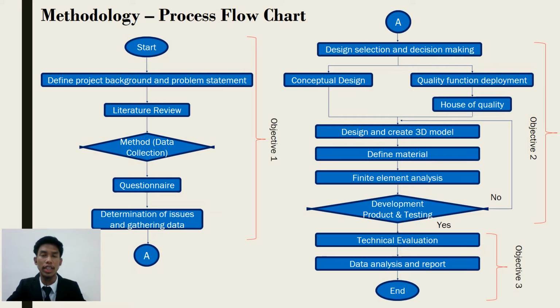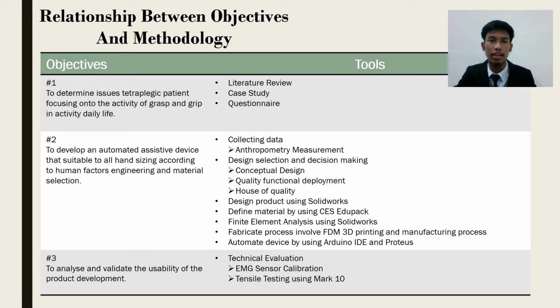For the methodology, the flow chart shows the process required to achieve all the project objectives, starting from data collection, designing an assistive device and programming the controller to make it automated, and lastly, testing the product. The table shows the relationship between objectives and methodology.